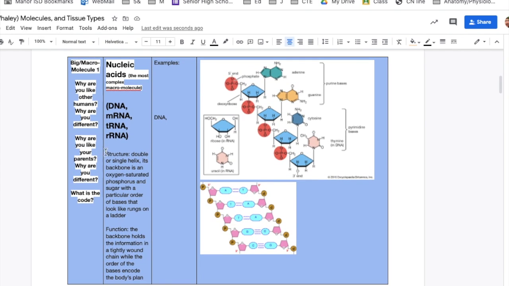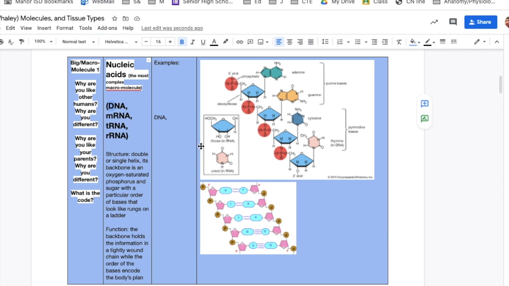Okay, big macromolecule number one is nucleic acids. And there are four types. Or I'm going to cover four types. DNA, which is D for "de," means two. So there's two strands, you can see that. mRNA means messenger RNA. tRNA means transfer RNA. And rRNA means ribosomal RNA.